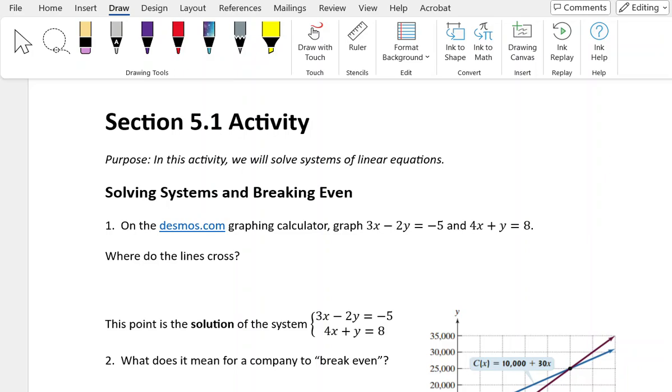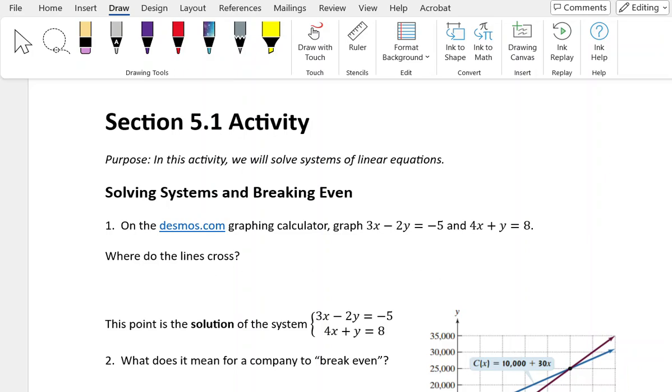In this video for section 5.1, we're going to talk about how to solve systems of linear equations and also about what it means to break even. So our first problem is asking us to graph on the Desmos graphing calculator these two equations, and the question is, where do the lines cross?